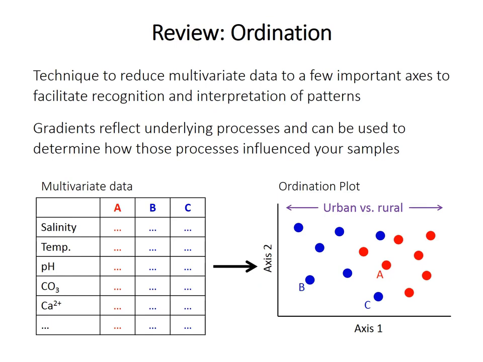So just a recap of ordination methods in general. Ordination is a technique used to simplify multivariate data, reducing it from many dimensions down to just a few important axes. In that way, it's possible to graph the data to recognize and interpret patterns. So the main goal is to recognize gradients that hopefully reflect the underlying geological or physical or chemical or whatever processes.